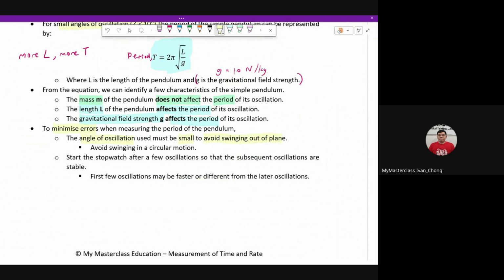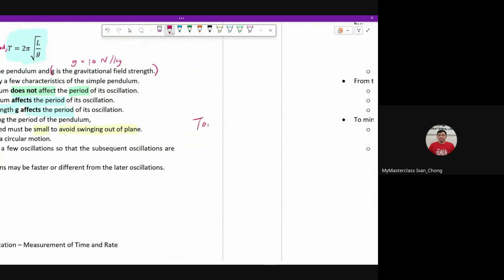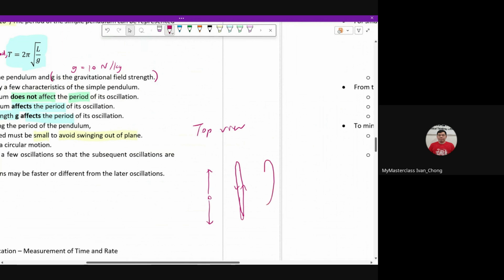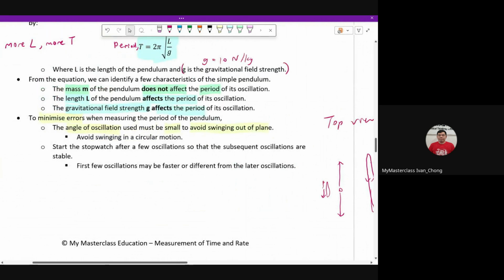Okay, because sometimes when you swing such a big object, what happens is, let's say this is the top view. When you swing back and forth like this, by right, you are supposed to swing like this. But in actual, when you swing back and forth, it might form an oval shape. So to avoid making a very big oval shape, you want to use a very small angle so that when it moves, it doesn't make that big of a difference. Okay, so that's why we use small angles of oscillation. The purpose is to avoid swinging in a circular motion.